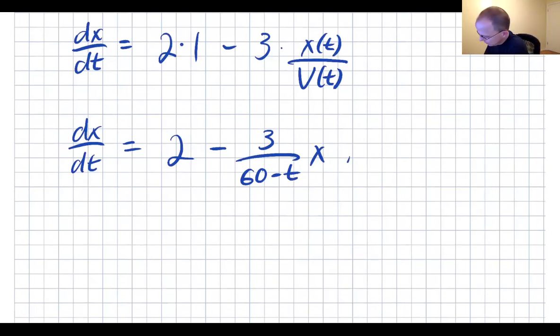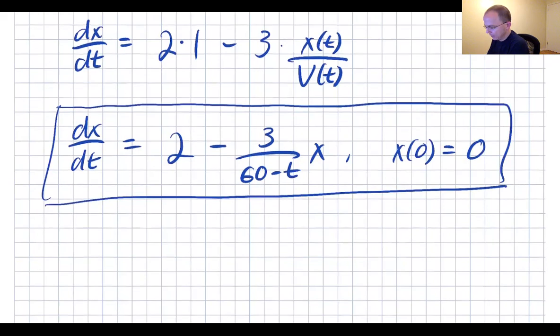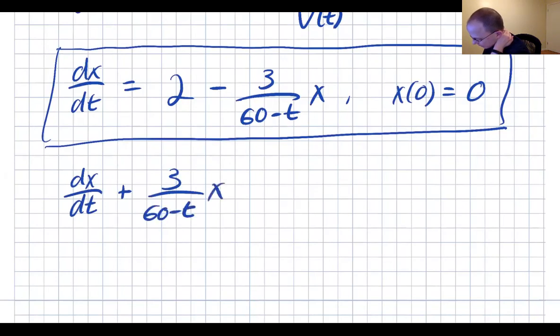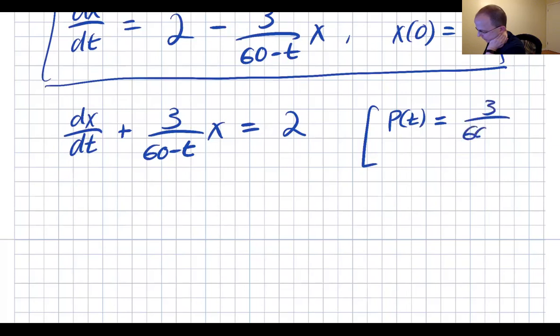So here's our initial condition, and also we know that x of 0 is 0, right? Because the tank initially contains pure water. So there's our differential equation, and it is linear, so let's put it in the standard form. So we have the derivative plus 3 over 60 minus t times x is equal to 2. So this is linear, and our p, so it's not p of x this time, it's p of t, because t is the independent variable. So p of t is 3 over 60 minus t, and q of t is 2.